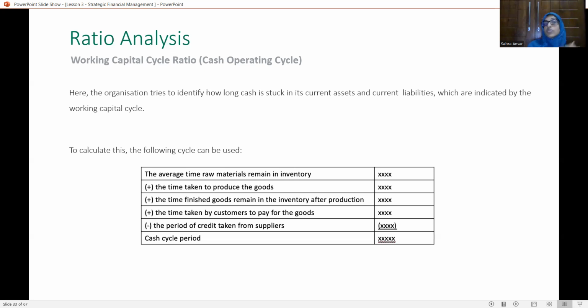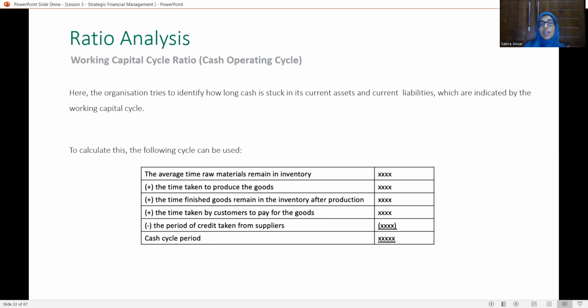And then the time taken by customers to pay for the goods will be added, and then the period of credit taken from the suppliers would be reduced. So this would be used as the cash cycle period. So basically, when it comes to the cash cycle, we have inventory. If it's in the form of raw material, that means we don't have the cash, we just have it for a particular time. And then the time that is taken to produce will also be included in this period, and the time taken for production and how much time it takes for the customers to pay, all this will be added, and the credit period will be deducted to identify the cash cycle as well.